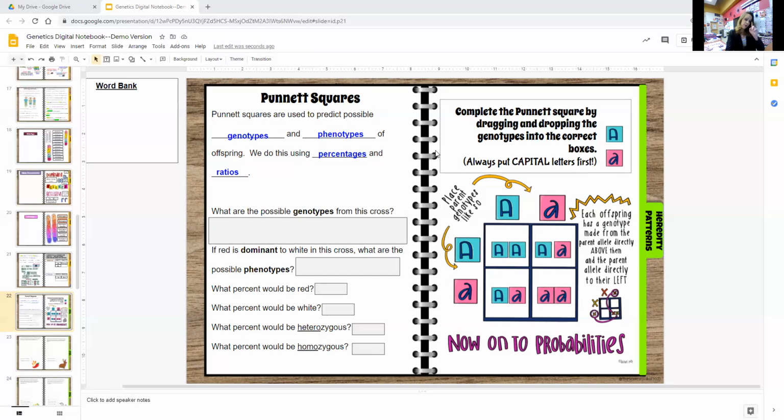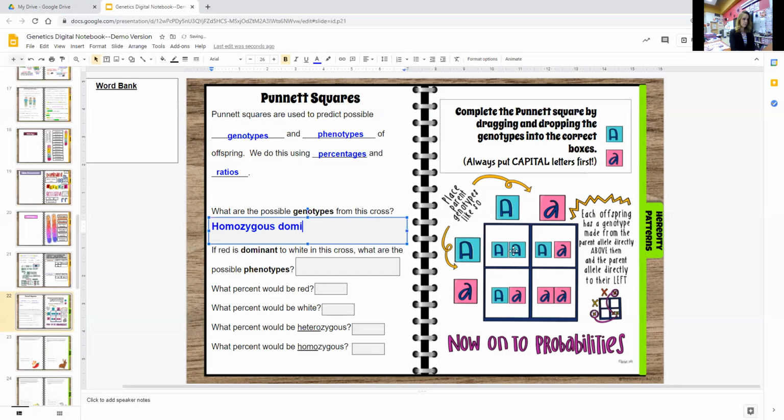So let's look at the questions that are asked of this cross right here. This is where we're going to start the problem solving. What are the possible genotypes from this cross? So what genotypes do I have? Well, I have a homozygous dominant. That's this one right here on the top left. I have 2 heterozygous, so top right, bottom left. And I get homozygous recessive, the bottom right.